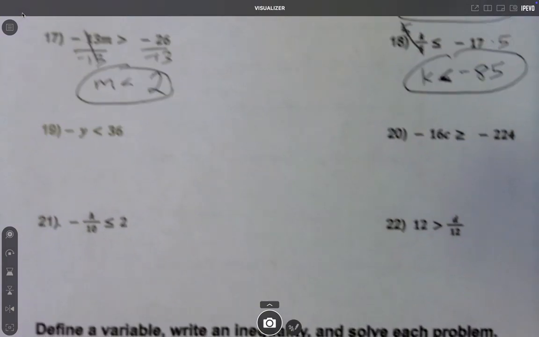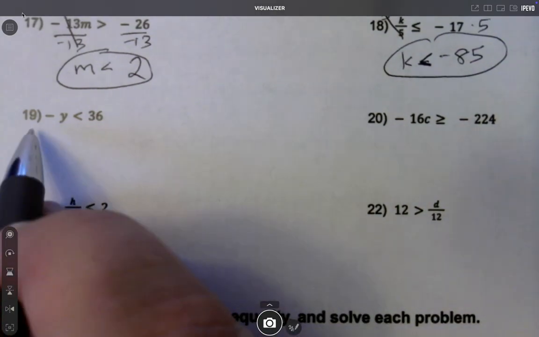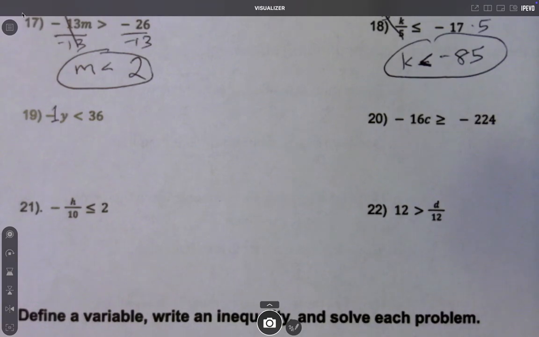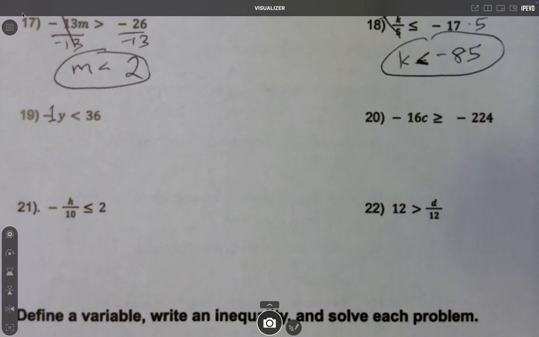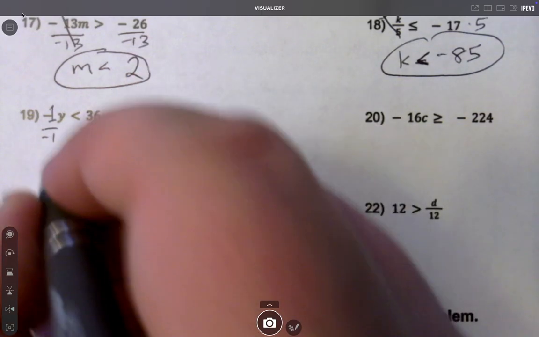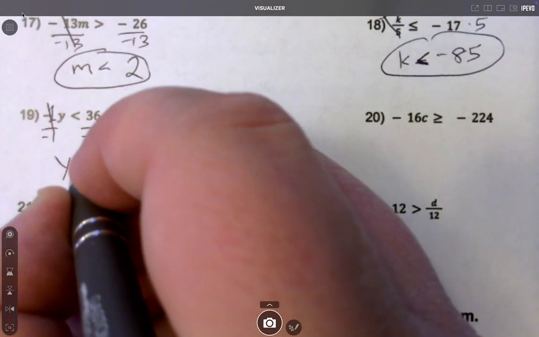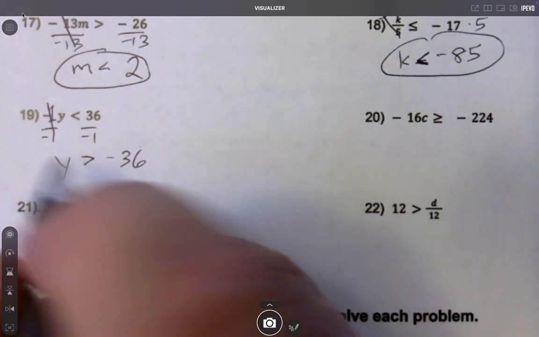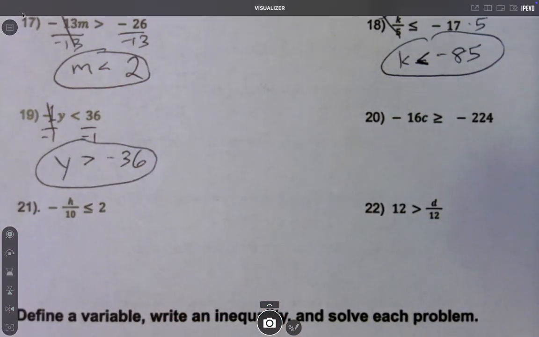Okay, number 19, there's just a negative. So treat this like a negative 1, because the y being negative is the same thing as y being multiplied by negative 1. So we will divide both sides by negative 1. And since we're dividing by a negative number, we do have to flip the inequality sign and make it y is greater than negative 36.